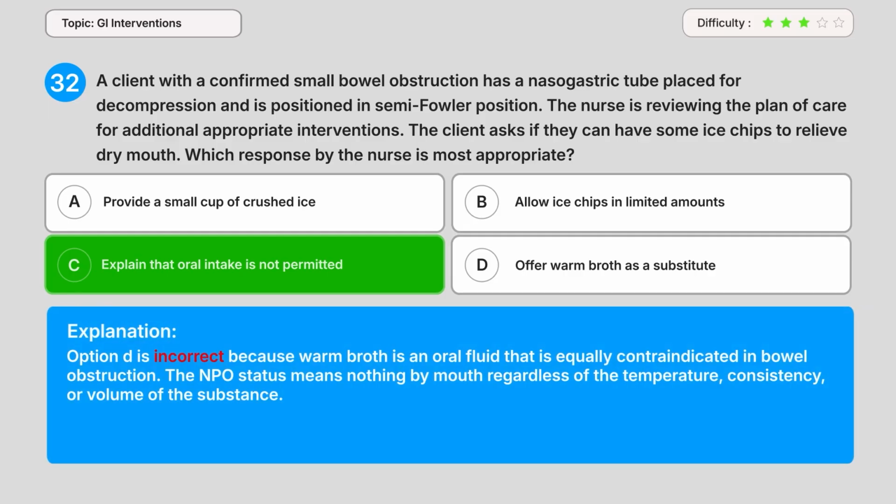Option D is incorrect because warm broth is an oral fluid that is equally contraindicated in bowel obstruction. The NPO status means nothing by mouth, regardless of the temperature, consistency or volume of the substance.